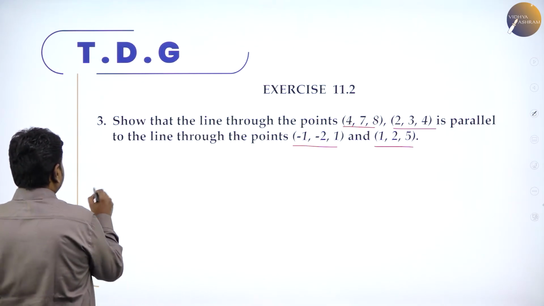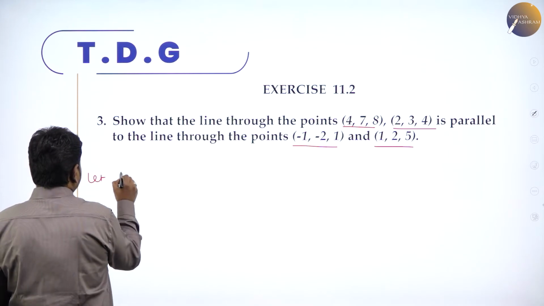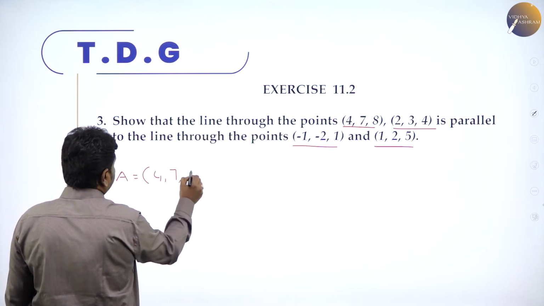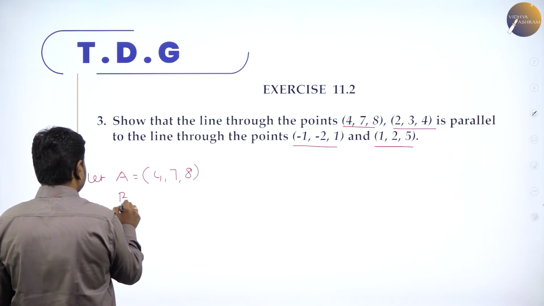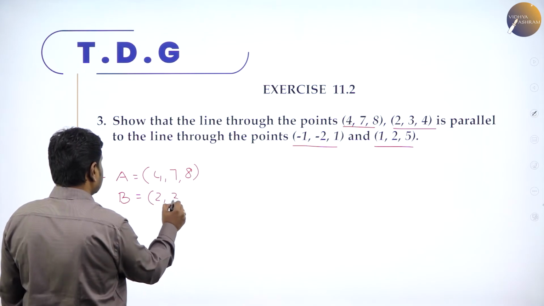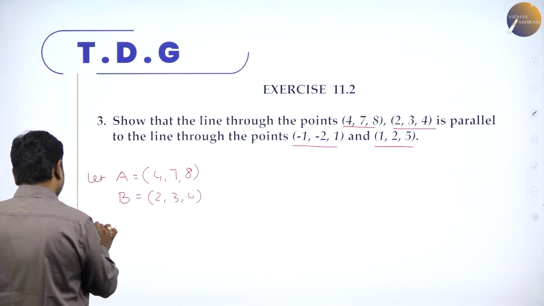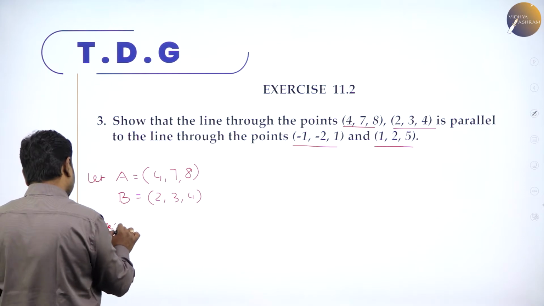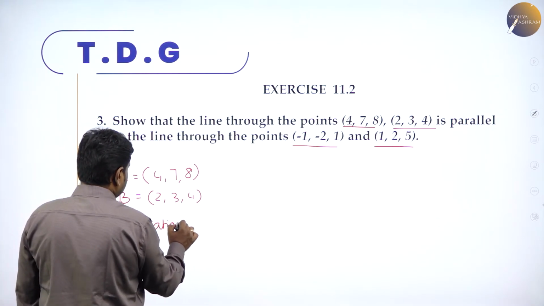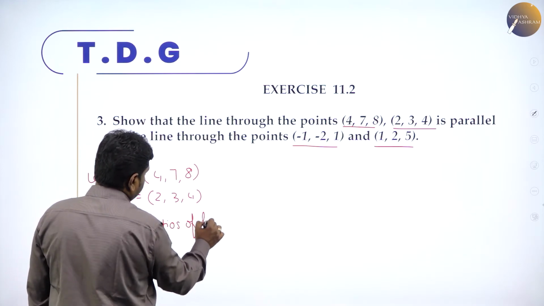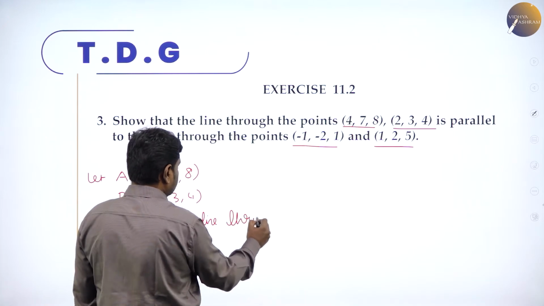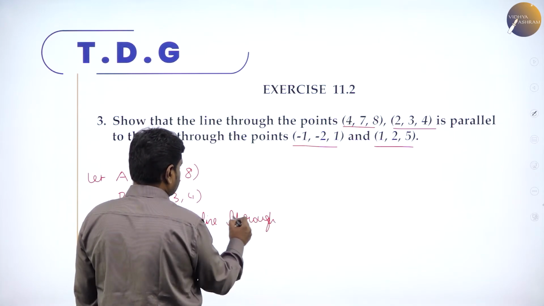So we'll consider. Now I'll take the first point as A. A is 4, 7, 8. And I'll take the second point as B. B is 2, 3, 4. Now the direction ratios of the line through AB.